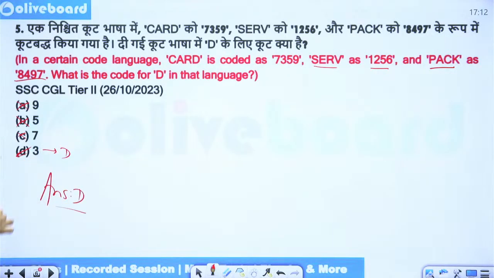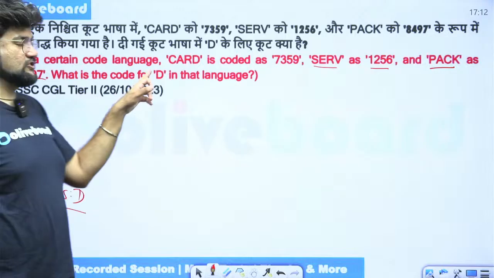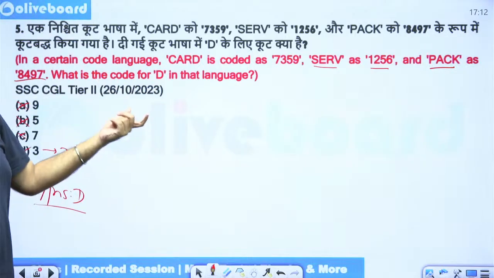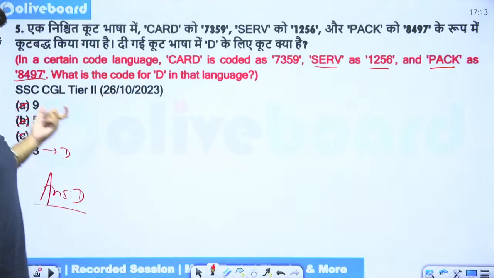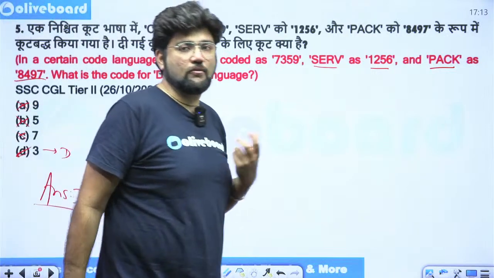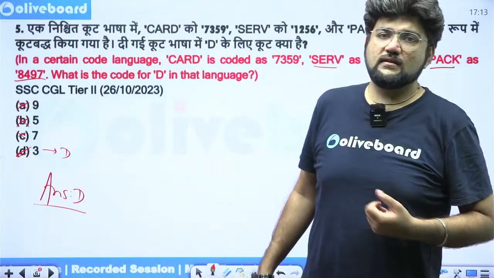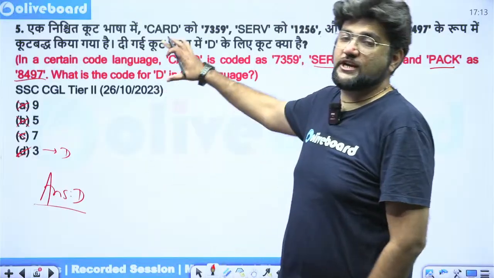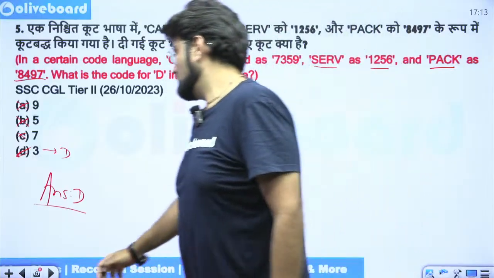Remember, this is only applicable if whatever they have asked you is a single entity, either single word, single letter, etc. And you have 4 distinct options given here. If you have an option something like cannot be determined, none of these, okay, data inadequate, then you will have to check it one by one. Okay, next.